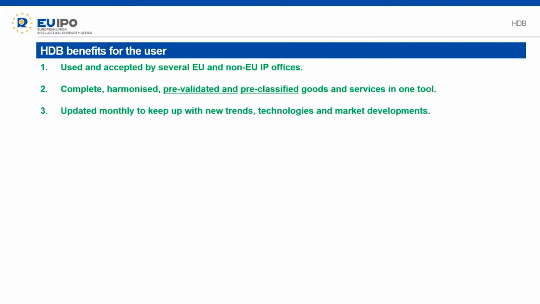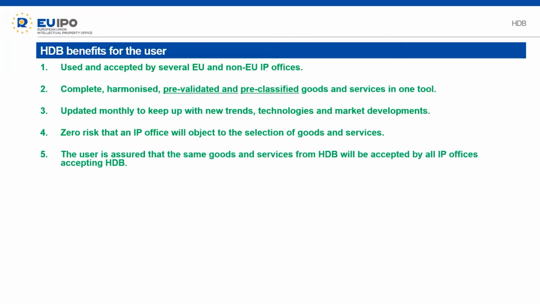Also, what is very important for HDB, if you compare it to other classification databases, is that HDB is updated every month, so it keeps up with trends, technologies and other developments in different markets, in order for you as a user to be able to select the correct good or service for your trademark. And as we have pointed out before with the fast track of filing, if you base your trademark application purely on HDB terms, then you have zero risk that the IP office will object to this selection of goods and services. This is very important.